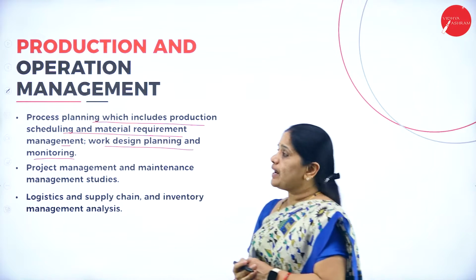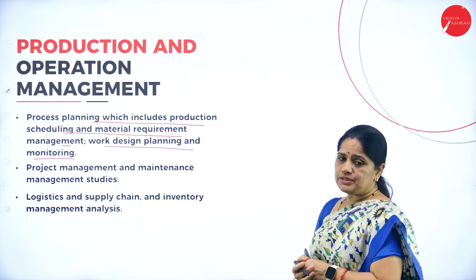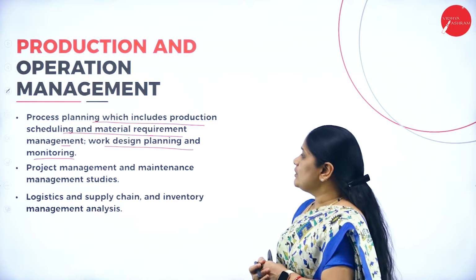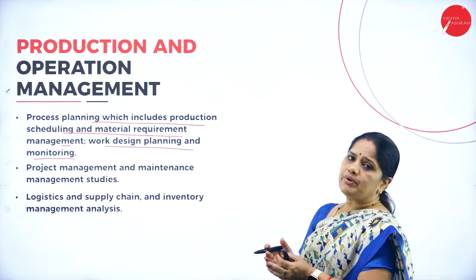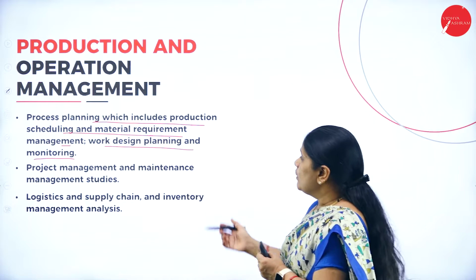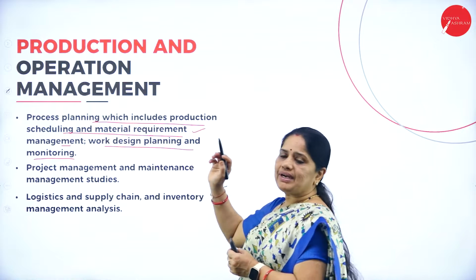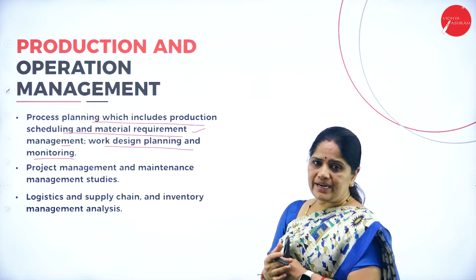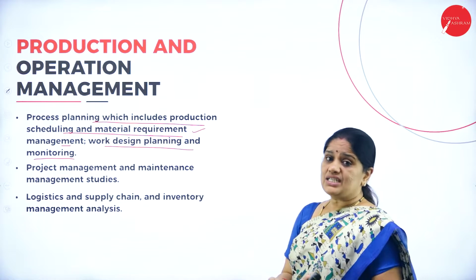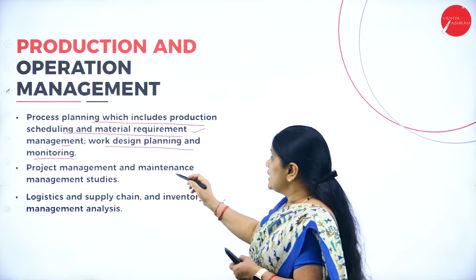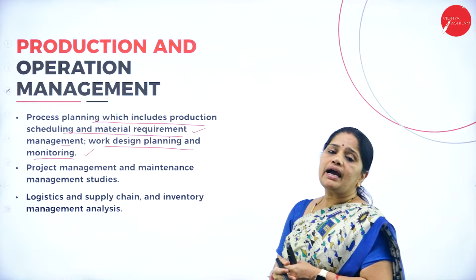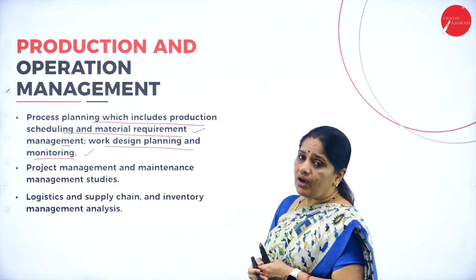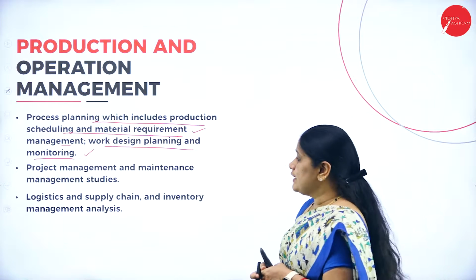So, in this production and operation management, research will be carried out, which includes production scheduling. So, how do you schedule the production of the product? Then material requirement management, that is, what is the kind of material required and how do you manage the raw materials? Then work design planning and monitoring. So, how do you design the work and how do you monitor the work? So, all this will be the areas of research.